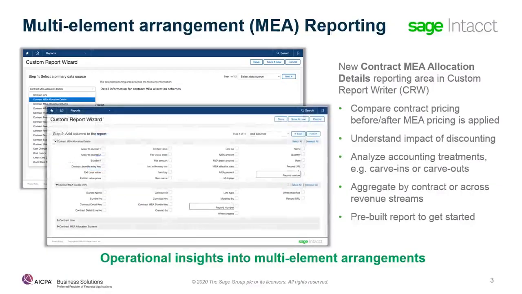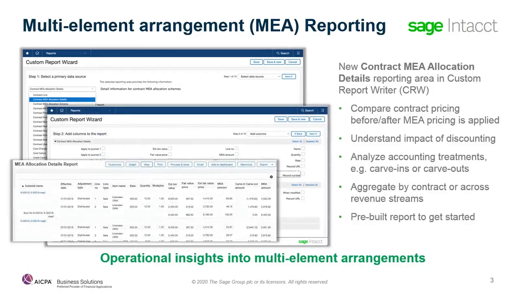In 2020 Release 1, for subscription-based businesses, we've introduced a new Contract MEA Allocation Details reporting area in the Custom Report Writer. You can now build reports that contain complete MEA allocation calculation information to gain operational insights. For example, you can compare contract pricing before and after MEA pricing is applied, you can understand the impact of your discounting, analyze accounting treatments such as carve-ins or carve-outs, or perform other operational analysis.